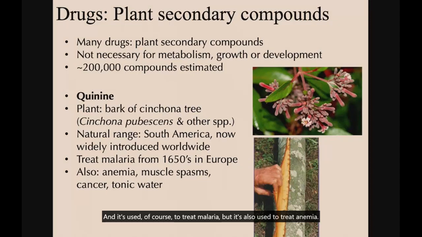And it's used, of course, to treat malaria, but it's also used to treat anemia. It treats muscle spasms. Some people who have cramps will drink it before they go to bed. So it's obviously used in tonic water. And it is an example, quinine, of a plant secondary compound. All the drugs that you can think of from plants are secondary compounds.